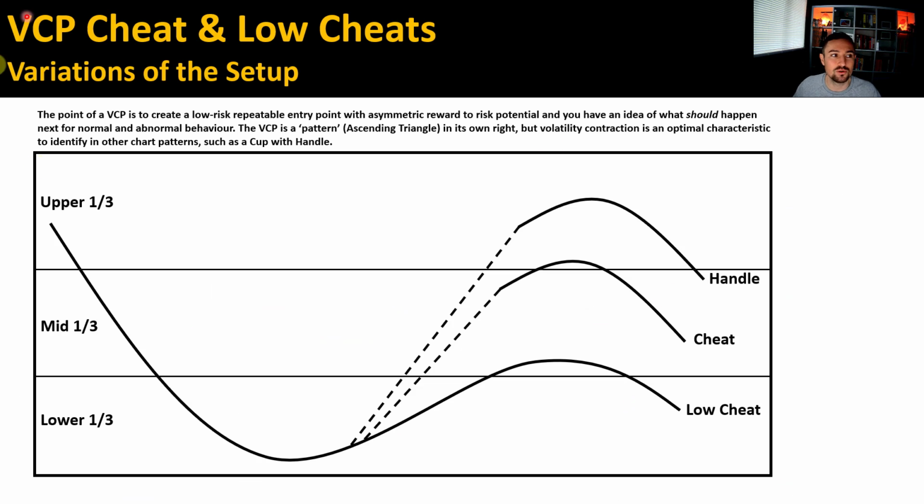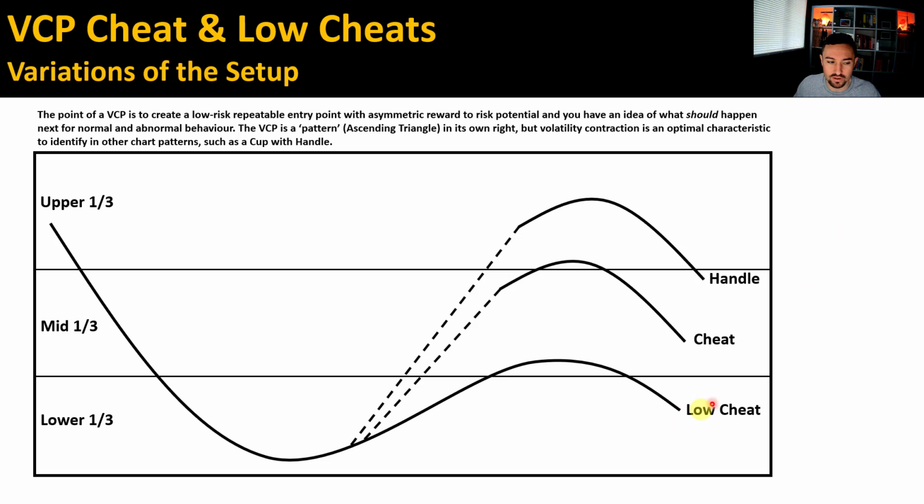So let's go into the VCP cheat and low cheat. So volatility contraction pattern, cheat and low cheat type entry. So these are just variations of the setup, and quite often you can get low cheats and cheats forming in the likes of cup and handles. So remember what I said earlier, that VCP, in terms of volatility contraction, is a characteristic you'll see in other bases. That could be a high tight flag, as you just saw on PRTS. It could be on a cup and handle type pattern.